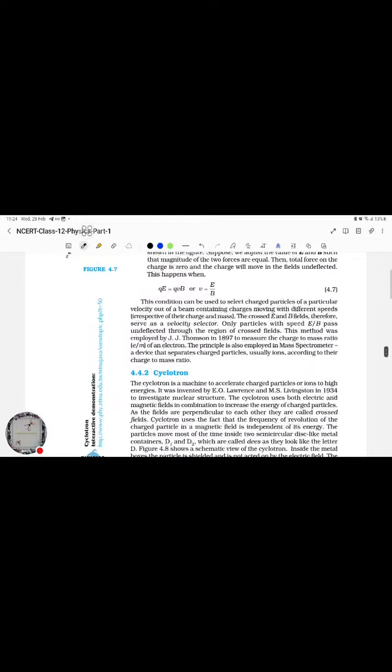So this condition can be used to select charged particles of a particular velocity out of a beam containing charges moving with different speeds.